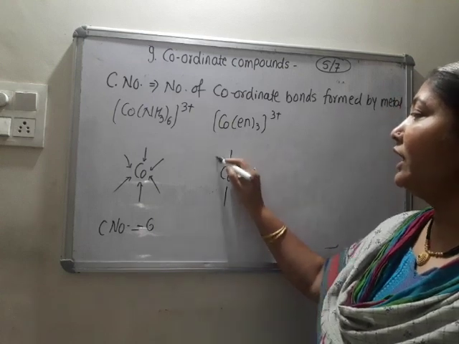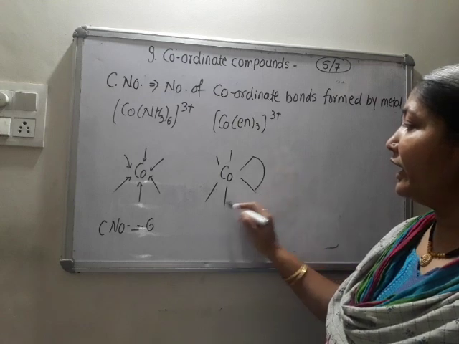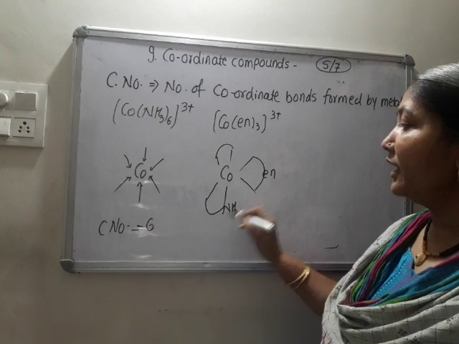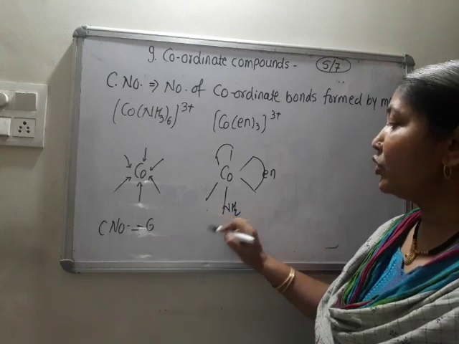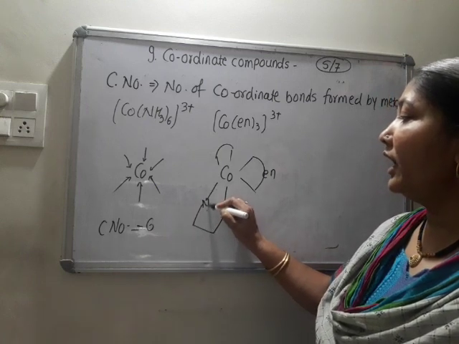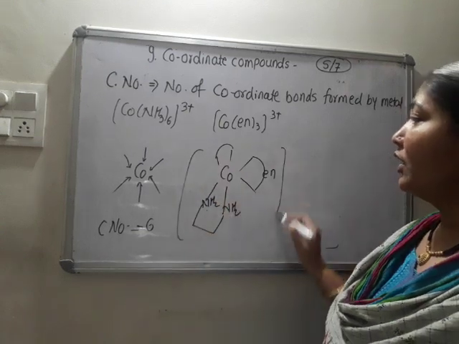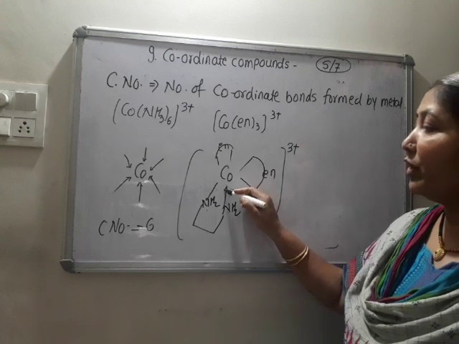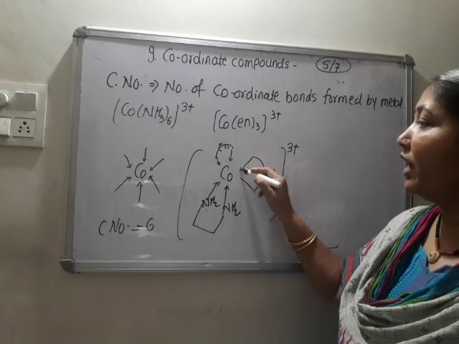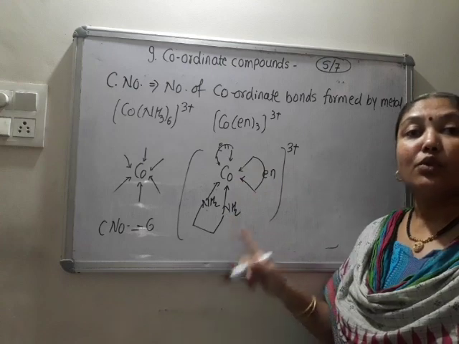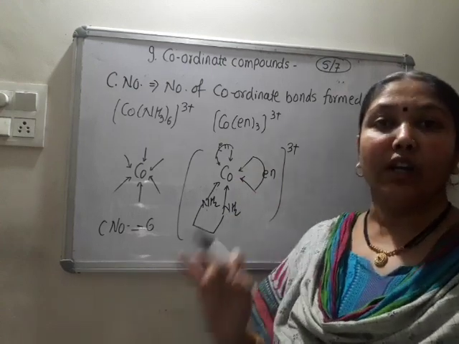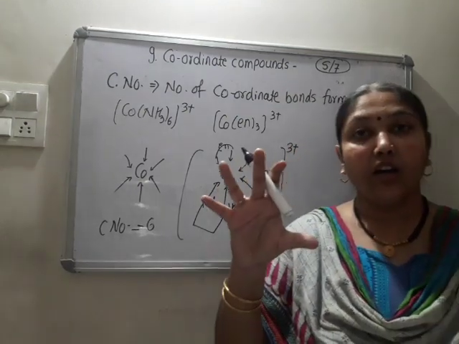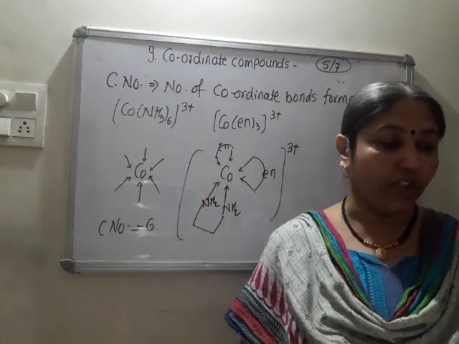So Co, ethylene diamine. How do we write? Ethylene diamine is NH2, CH2, CH2, NH2. Okay, this is the structure. Anyhow, you can write, no problem. And here +3. See how many coordinate bonds are formed by this cobalt? It has formed 6 bonds. So here also its coordination number is 6. You should know a little bit of theory. This is just a review summary of this lesson.